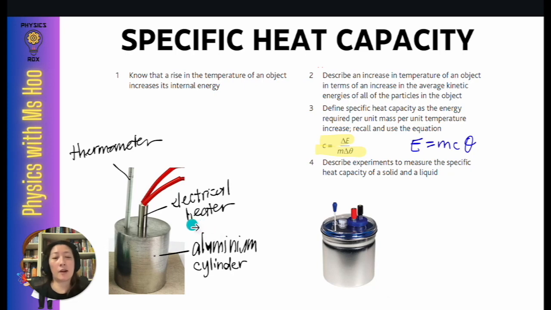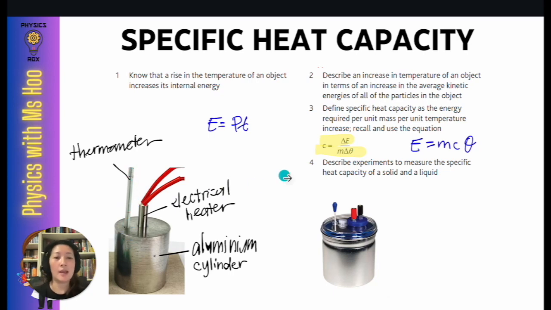So the experiment to determine the specific heat capacity is based on the formula, where the electrical heater provides electrical energy. So we calculate the electrical energy using the formula E equals PT, where P is the power of the electrical heater and T is the total time the heater was providing heat to the cylinder. M is the mass of the aluminium cylinder, and theta is the change in temperature that is recorded by the thermometer.